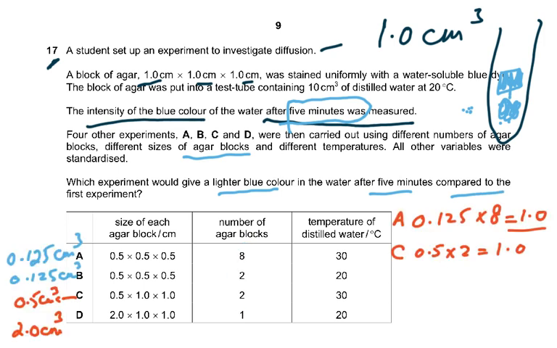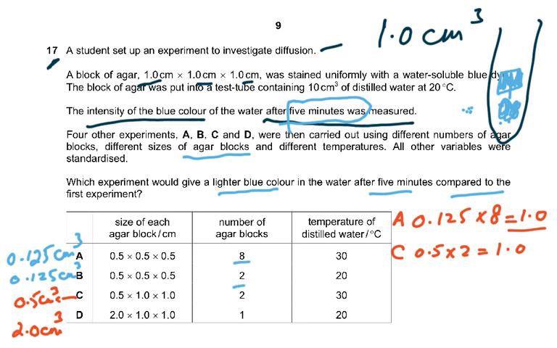So now let's look at the calculations. A is 0.5 into 0.5 into 0.5, so it will be 0.125. B is 0.5 into 0.5 into 0.5, which is 0.125. But then there are 2 of these and there are 8 of these.